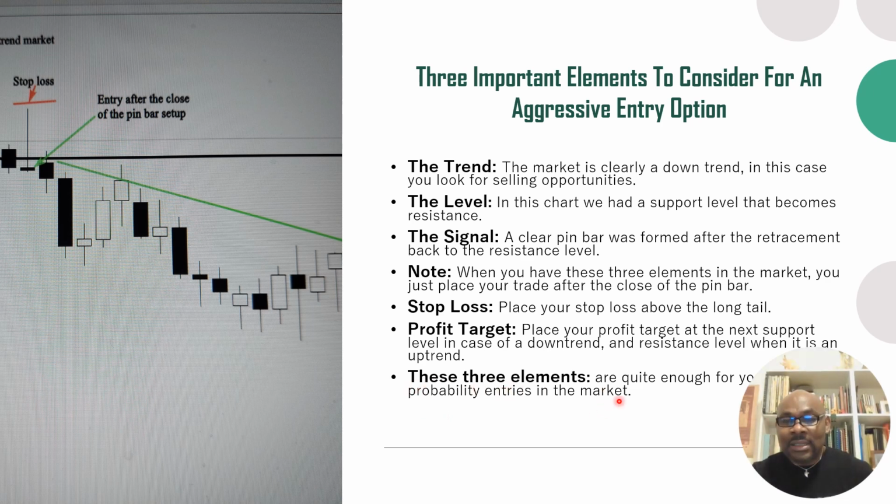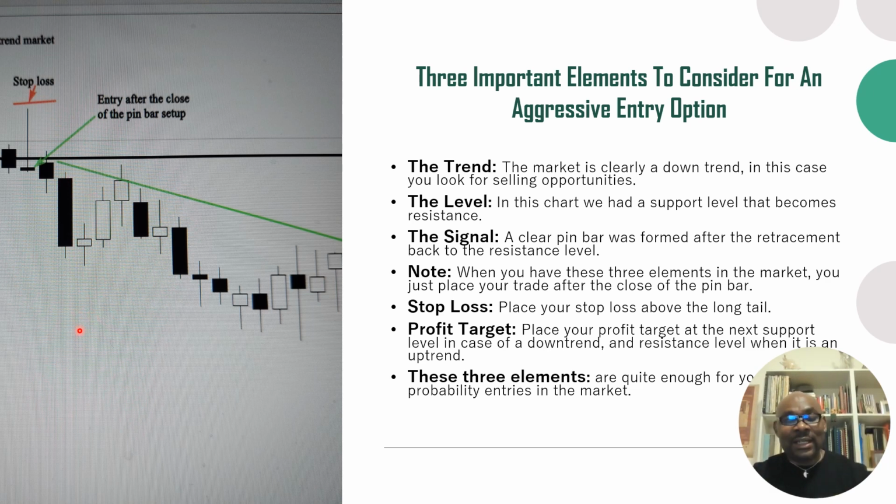Now, these 3 elements are quite enough for you to find high probability entry in the market. You have to consider these 3 elements: the trend, the level, and the signal, before you place an entry. The trend must be a downtrend, or if it is an uptrend, watch out for level where there's a rejection at the support level or at the resistance level. All you need to do, your stop loss above the wick, then place your entry.